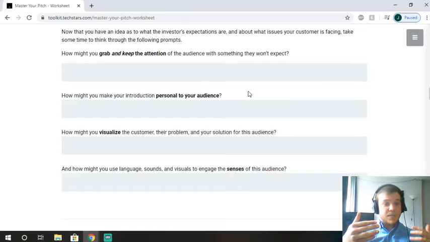Or if you are telling us, making sure that you have something right on the side of it showing us everything you say. And then how might you use language, sounds, and visuals to engage the senses of the audience? Again, everybody wants to be stimulated in many ways throughout a presentation. If it's auditory, if there's music, if it's visual, if there's slides, if there's videos, or if it's just you speaking. There are many ways that you can do this, and this is just trying to exercise your creativity to bring you through that process.